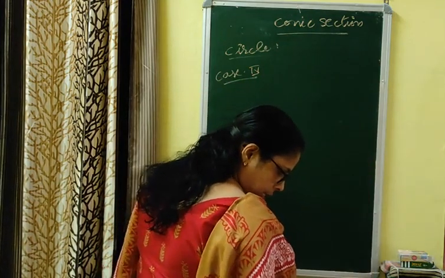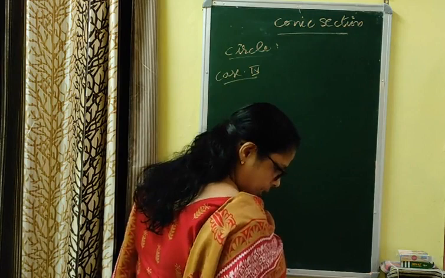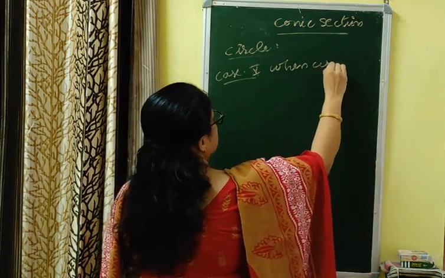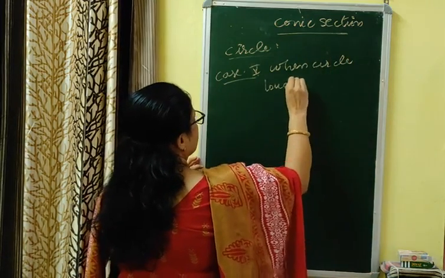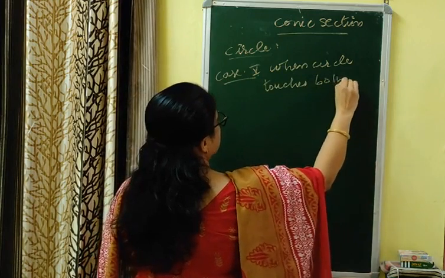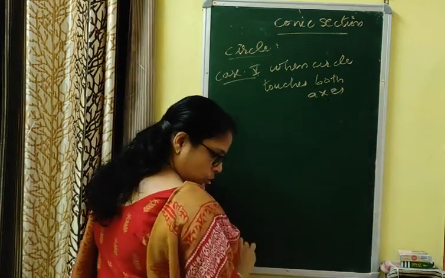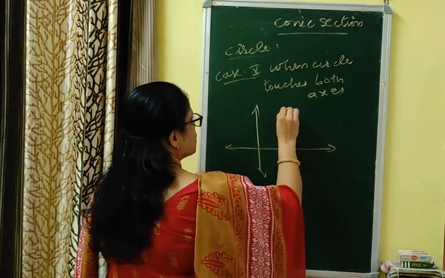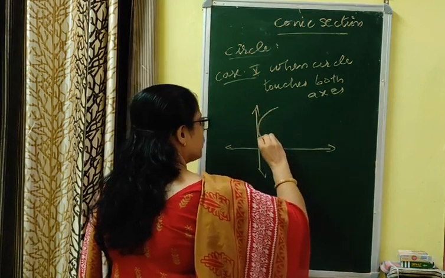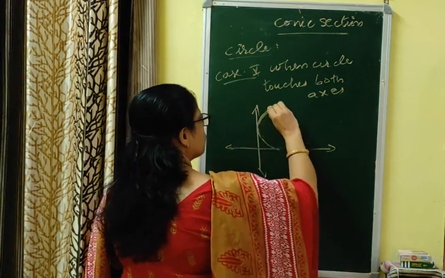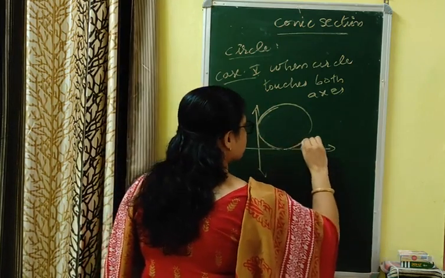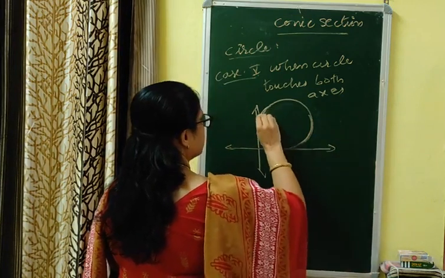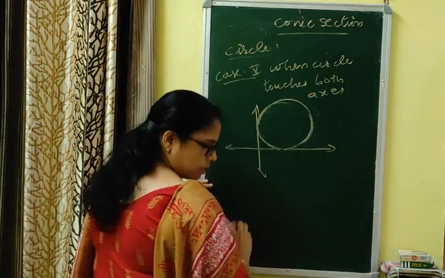Case 5 is when the circle touches both axes. That means the circle is touching both the axes. How will the equation be formed? The figure will be like this. The circle is touching both the axes. This is not an ellipse or a parabola; the circle is like this.